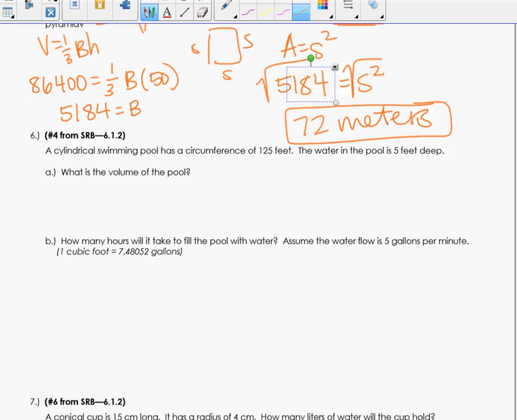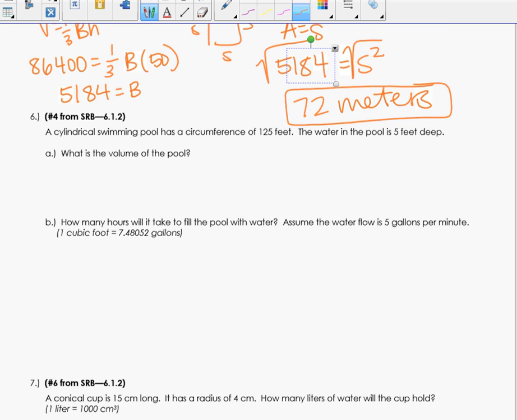All right, so now we're going to move on to using those volume formulas, and we're going to do some converting. It's not hard. You just need to make sure you set up nice proportions and keep it clean and consistent, and you'll easily get the correct answer. So this says a cylindrical swimming pool, so it's a cylinder, has a circumference of 125 feet, and the water in the pool is 5 feet deep. They want to know the volume of the pool.